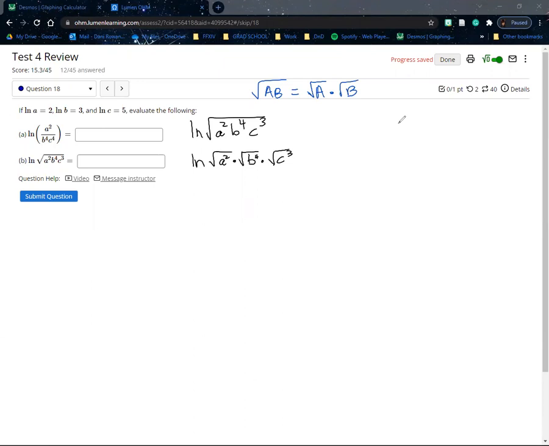What's another way? What is the square root written as an exponent? 1/2. Yeah. So this is also that, right? The natural log of all of that to the 1/2. Again, these are the same thing, right? It doesn't matter which way you do it.